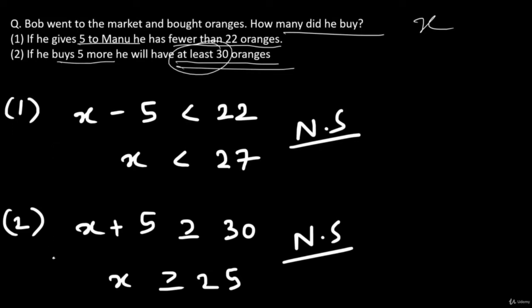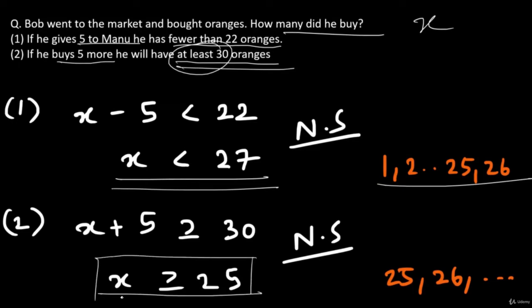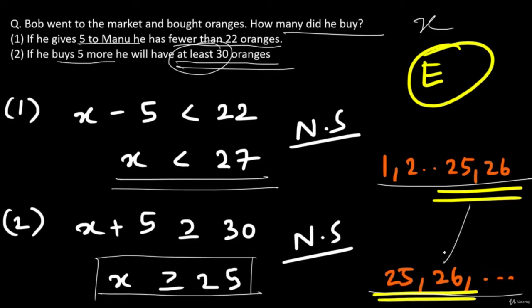Now let's combine these two statements. Now X is less than 27. So the values that X can take is 1 up to 26, right? Now over here, X is greater than or equal to 25. So the values that X can take is 25, 26, etc. Now, what's the intersection between these two? You can see that you have 25 and 26 in both. So again, even if you use both the statements, two possibilities are there. Therefore, we are not getting a unique numerical answer even when both the statements are used, and hence the correct answer to this question is option E.